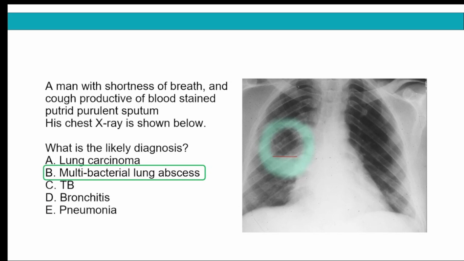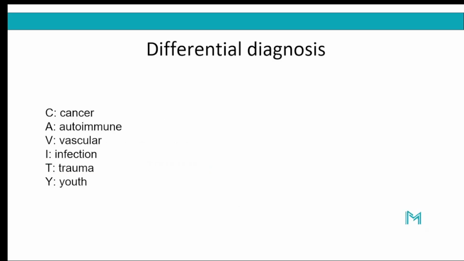Well, now let's take an opportunity to revise some differential diagnoses of cavitary lesions and call it a day. All right, so differential diagnosis for cavitary lesions. You can remember this by the mnemonic CAVITY. So C is for cancer. The common cancers are mostly squamous cell carcinomas. They tend to present with cavitary lesions. So squamous cell carcinomas of the lungs can present with cavitary lesions.